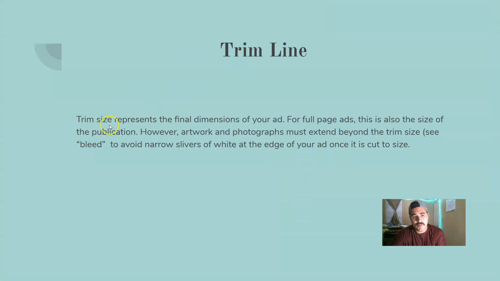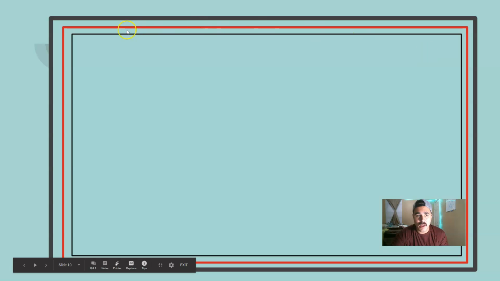Trim line. Trim size represents the final dimensions of your ad. For full page ads, this is also the size of the publication. However, artwork and photographs must extend beyond the trim size. See bleed, to avoid narrow slivers of white at the edge of your ad once it's cut to size. So the trim line, I couldn't really find any examples that I liked, so I did my own. So this would be your live area. The trim line will be the red. This is what's going to get cut.